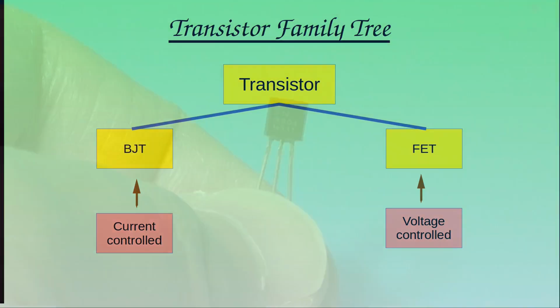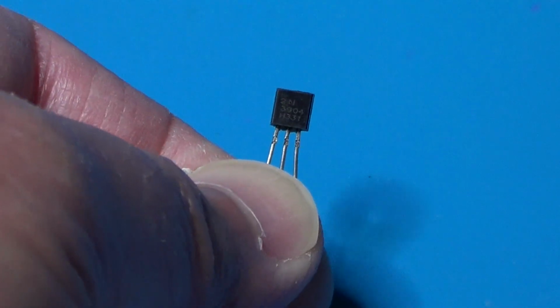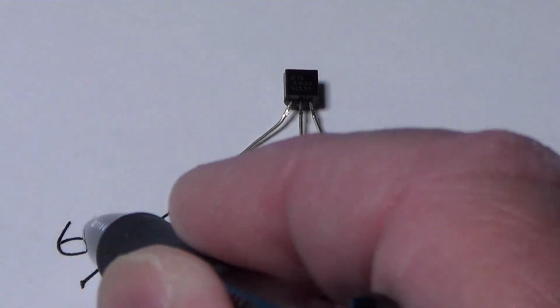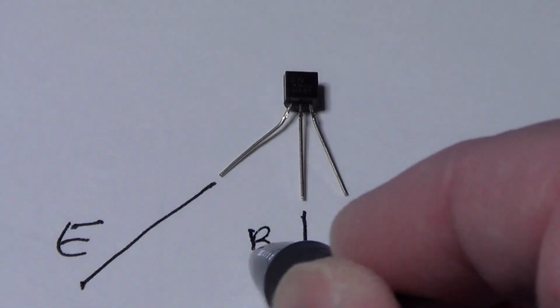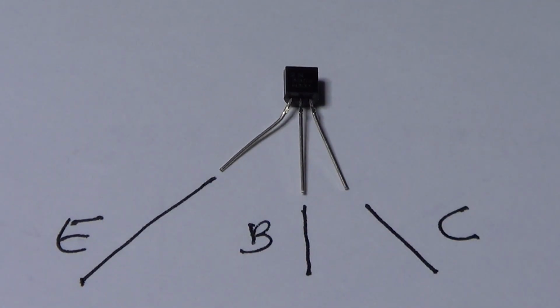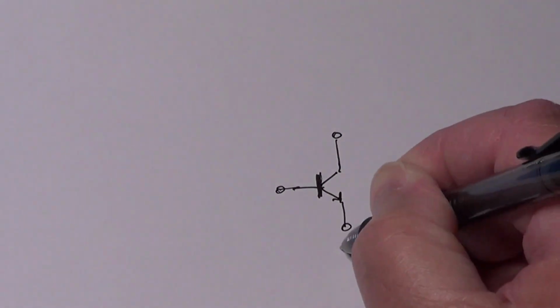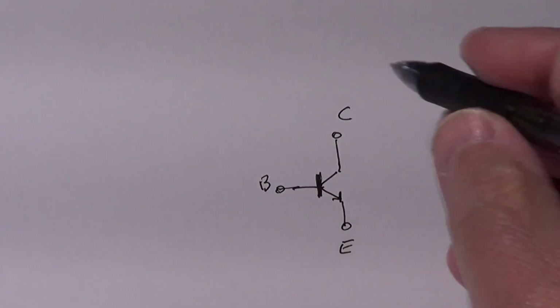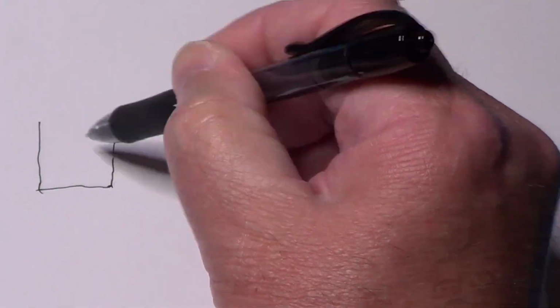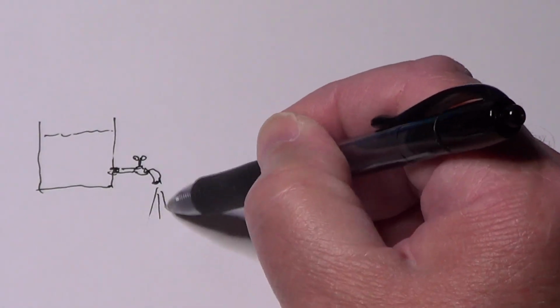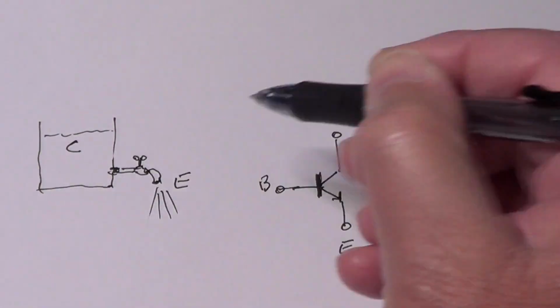Let's look at the BJT first. This one is an NPN BJT. Its 3 pins are the emitter, the base, and the collector. Think of the collector as the water supply, the emitter as the drain, and the base as our control handle.